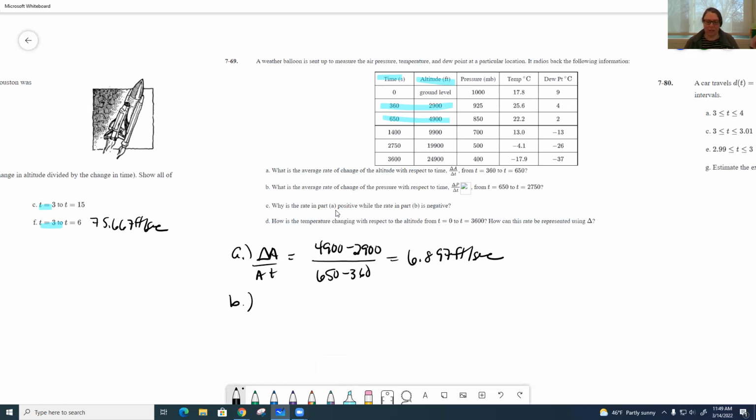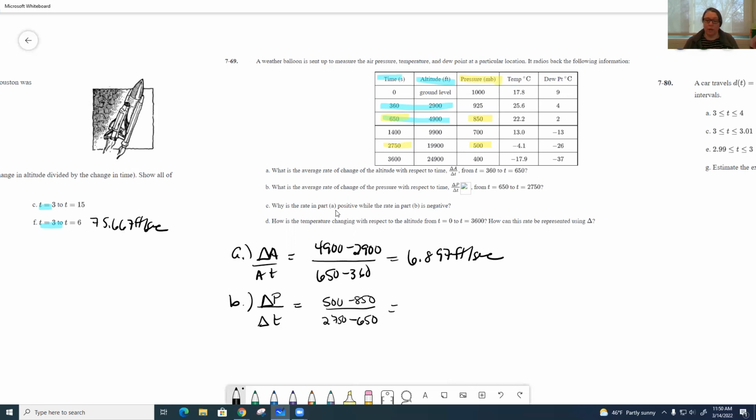Okay, now part B is asking for the change in the temperature. And I don't know why there's this little glitch here with a little symbol there, but I don't know. So I want the change in the pressure. So now I'm using these values. So change in the pressure for time is 650, along with time is 2750. So when I go to do this calculation, this is the change in the pressure over the change in the time. So I'm going from 500. So I would do 500 minus 850 over 2750 minus 650.